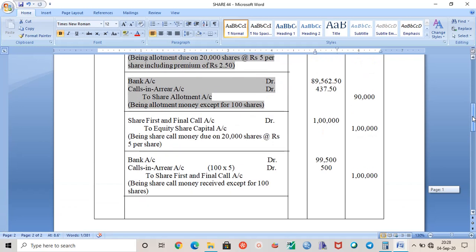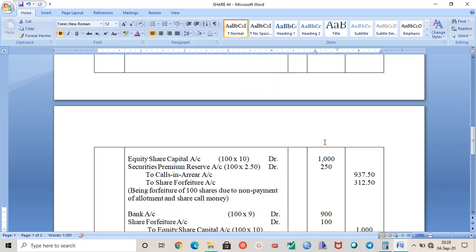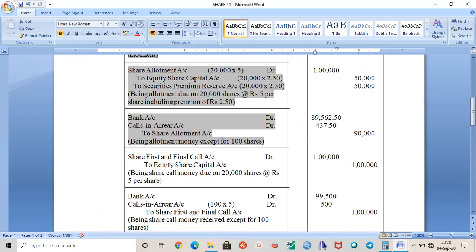So when you pass the entry, it is very easy to pass the entry, but to write the amount you have to go through this working note, then only you will be able to write it out here.